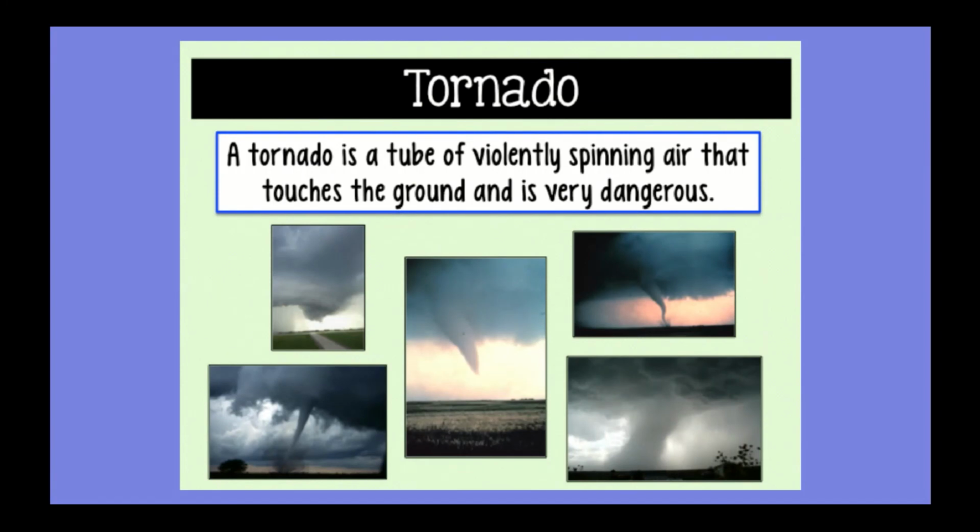Let me briefly go over this one as well. Tornadoes. A tornado is a tube of violently spinning air that touches the ground and is very dangerous. It's typically caused when warm fronts meet a cold front. And so those two pressure systems create some really unstable conditions that will allow a tornado to form.